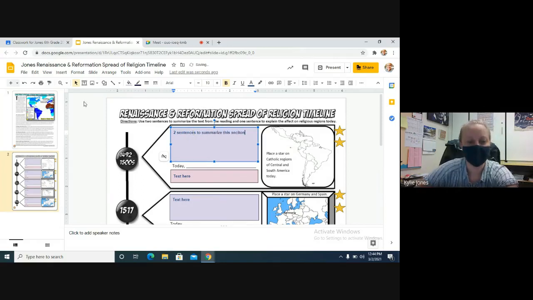And then this little triangle right here tells you which section it is. 1492 to the 1500s. Under that article or that paragraph, you're going to use 2 sentences to summarize that section. And then for here, let me spell section correctly.